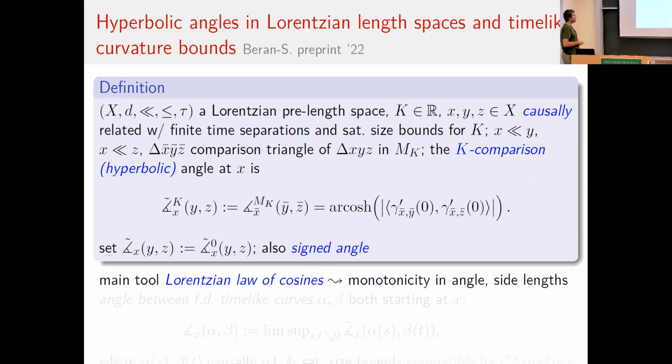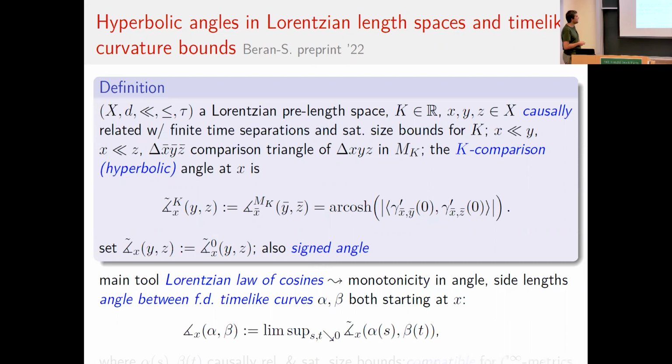Okay, so the main tool, of course, is the Lorentzian law of cosines, which of course was well known before, which gives you then monotonicity in the angles and in the side lengths and vice versa. And then you can also define the angle between future directed time-like curves, alpha, beta, both starting at X, by taking the lim sup of the comparison angles while you approach the vertex.